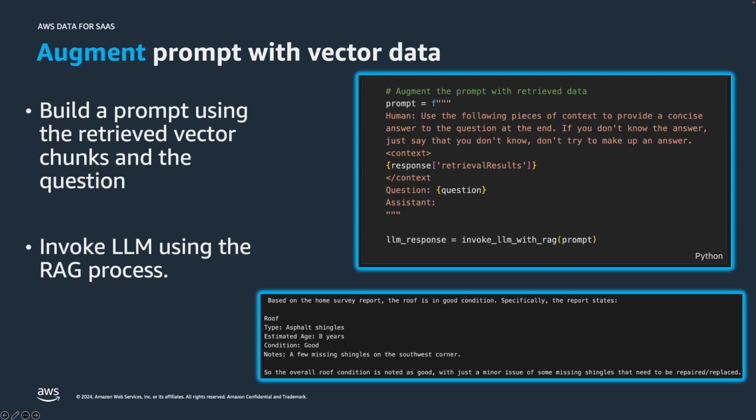And what you see at the bottom is a sample output from one of the large language models, which generated the response based on your question and also, importantly, based on the vector chunks that you passed in your prompt. And it is a human readable answer to the question, what is the condition of the roof? And it has nicely described the condition of the roof.